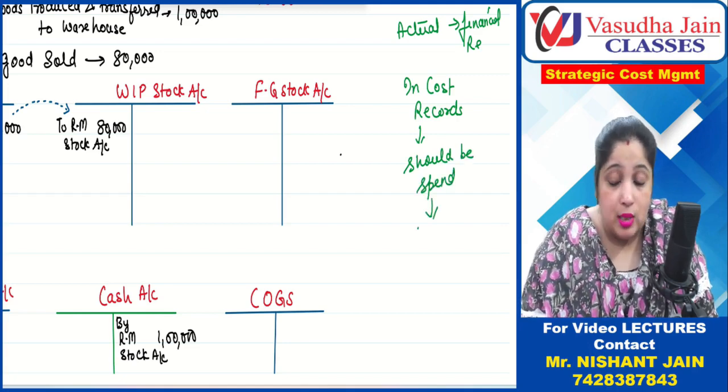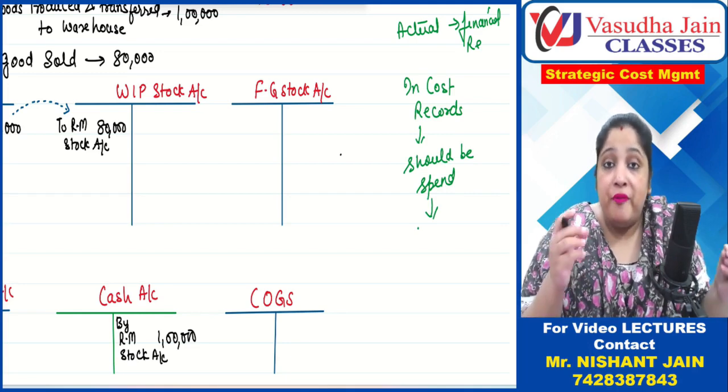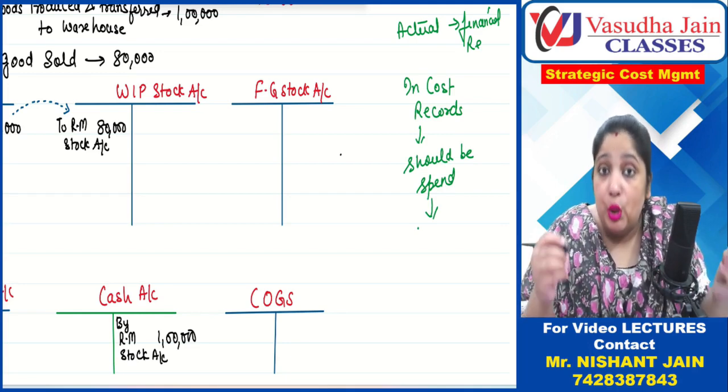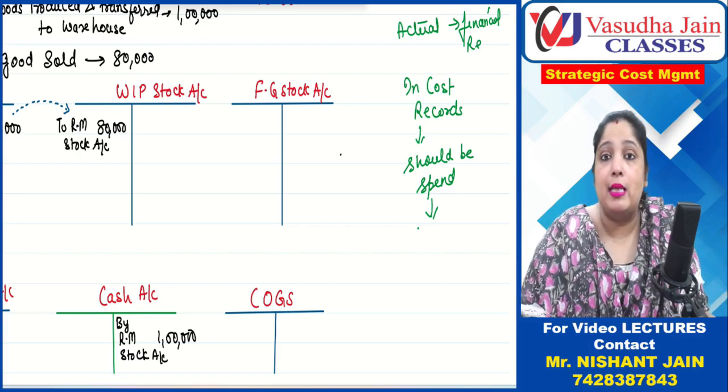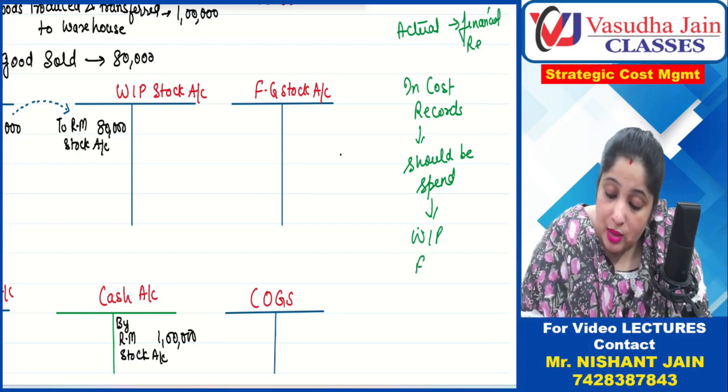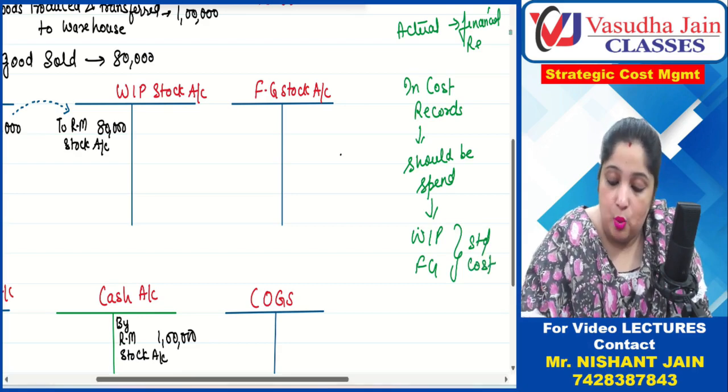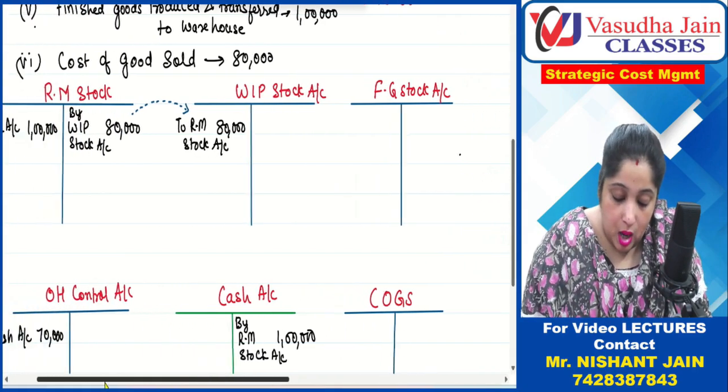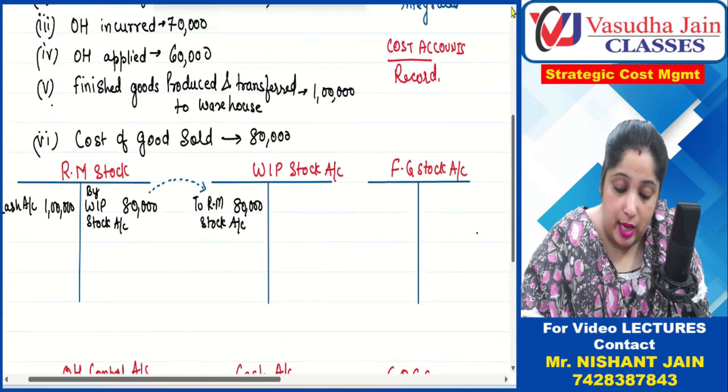So in cost records, we value finished goods. Please understand, we value finished goods and work in progress at standard cost. What should have been the expenditure? Now how does that impact my entry?